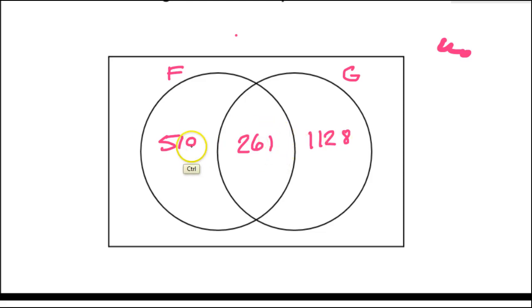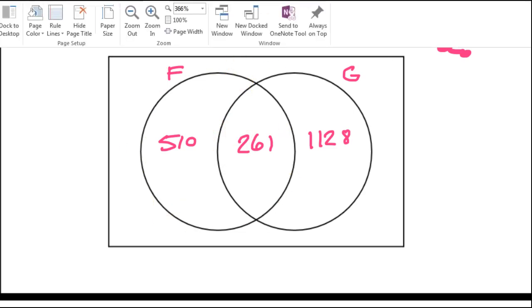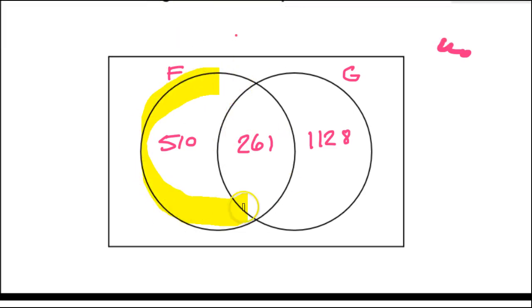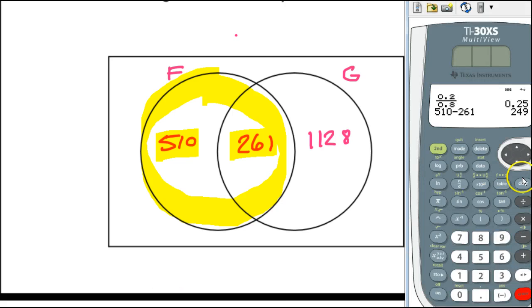There are only supposed to be 510 freshmen. However, this entire circle represents freshmen, all of it. Okay? That includes the 510 and the 261. So if you draw your Venn diagram this way, with the 510 and the 261 within circle F, then you are really saying, 510 plus 261, your diagram is saying that there are 771 freshmen. All right, but that's not what the problem says. So this is too many.